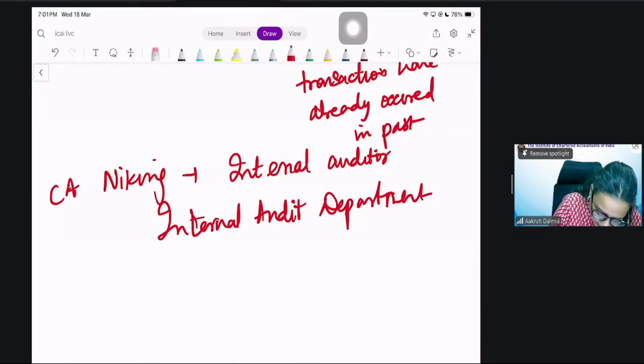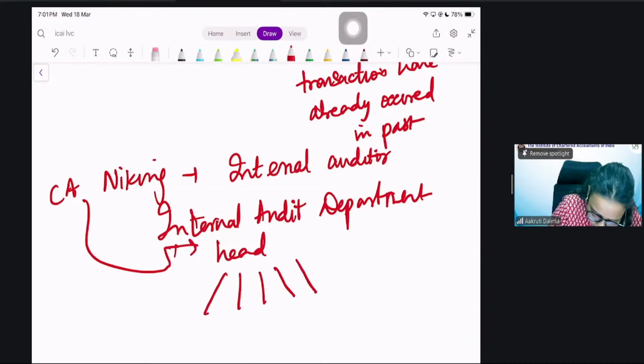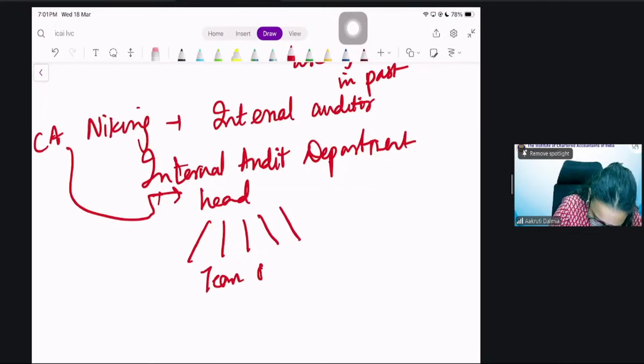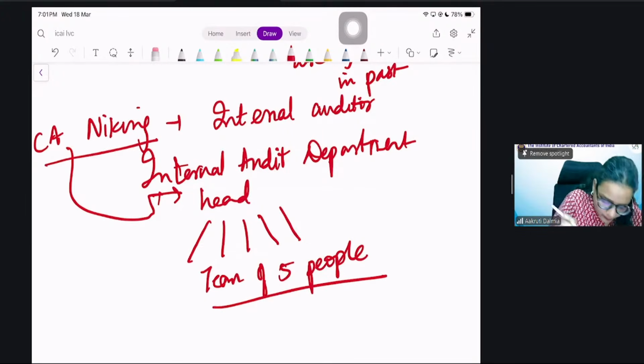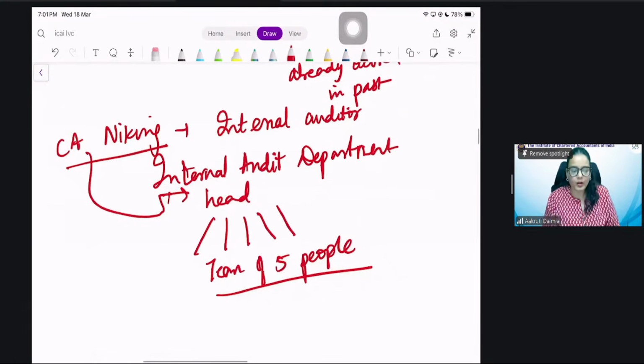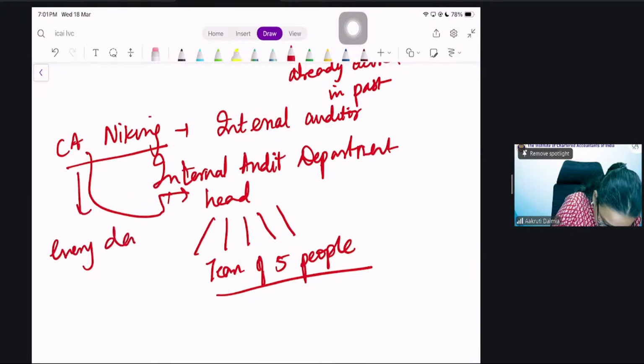CA Nikunj is the head. And underneath CA Nikunj, there is a team of 5 people. Okay. Now what do you think CA Nikunj is doing? CA Nikunj is doing everyday regular audit. Yes or no?